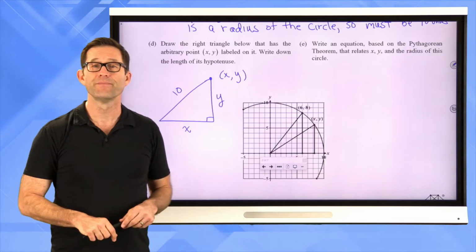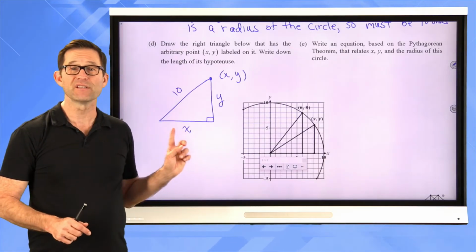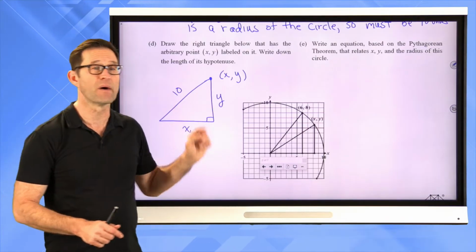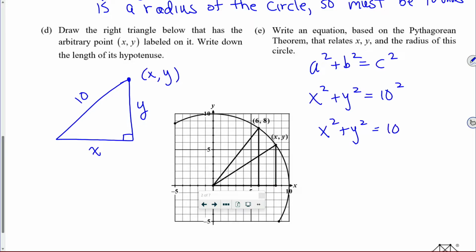Finally, letter E. Write an equation based on the Pythagorean theorem that relates x, y, and the radius of this circle. Well, that's a piece of cake, right? This is my A, this is my B, this is my C. So if I've got a squared plus b squared equals c squared, that gets replaced by x squared plus y squared equals 10 squared. And I think I'll take that just one step further and then leave it. I'm going to say x squared plus y squared equals 100.